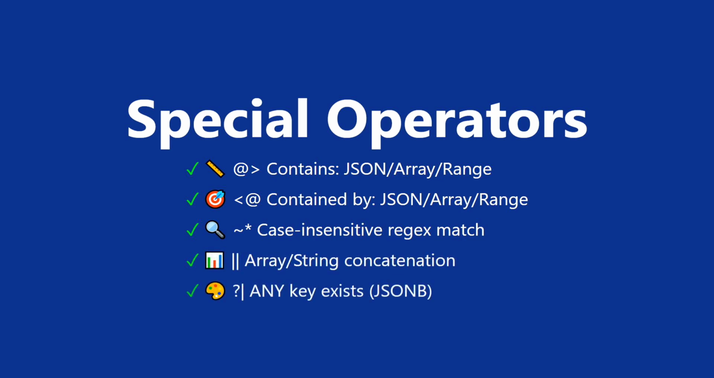For text processing, the case-insensitive regex match operator combines regular expressions with case flexibility. The concatenation operator joins arrays or strings together. The JSON operators like any, key, and exists allow you to query inside JSON structures without extracting them first, a huge performance boost.